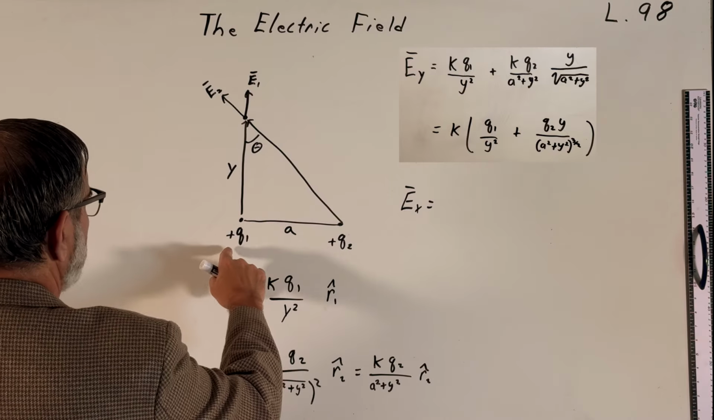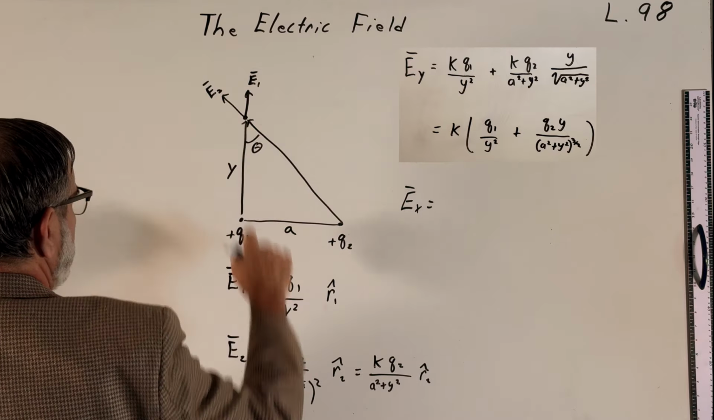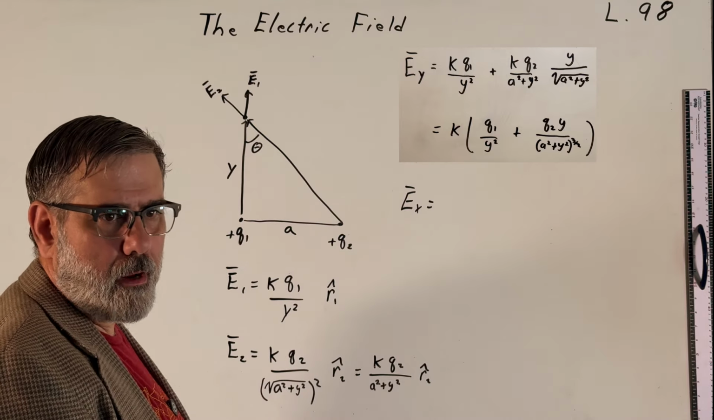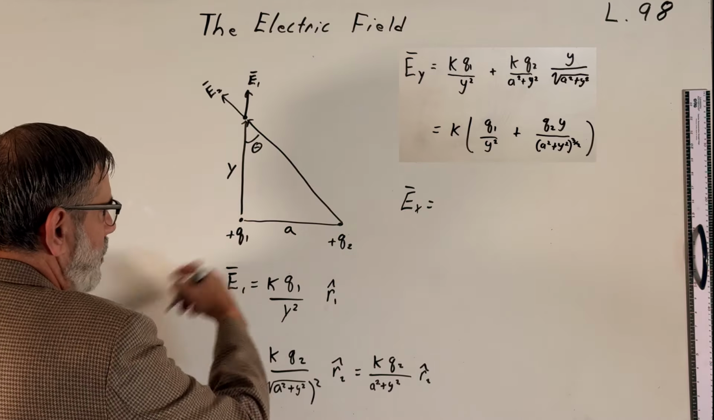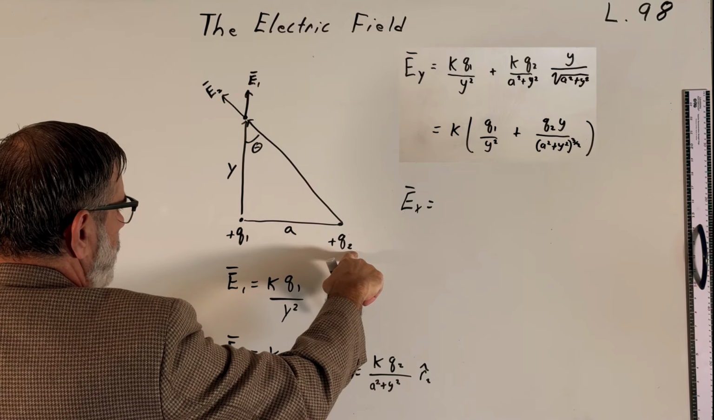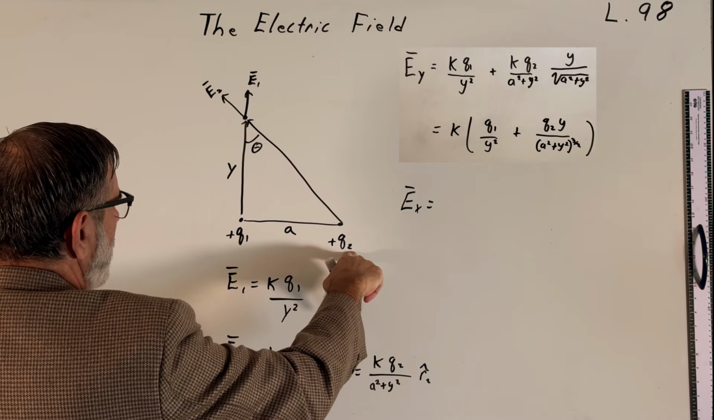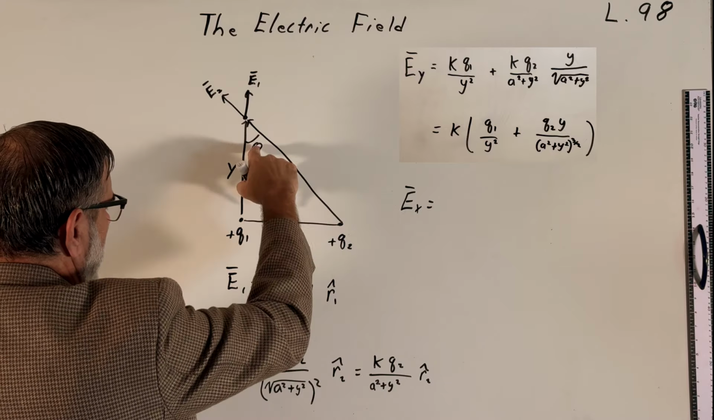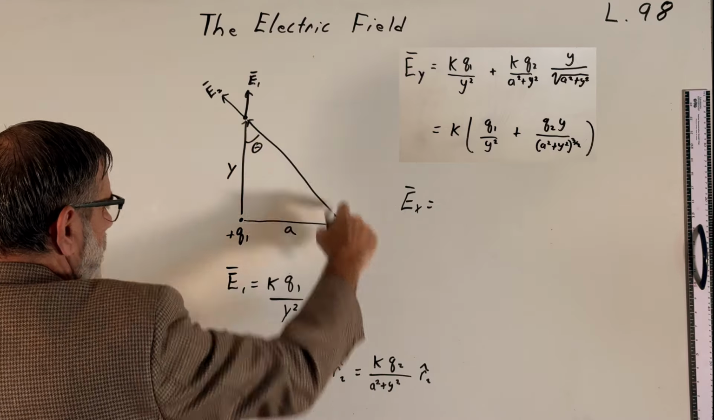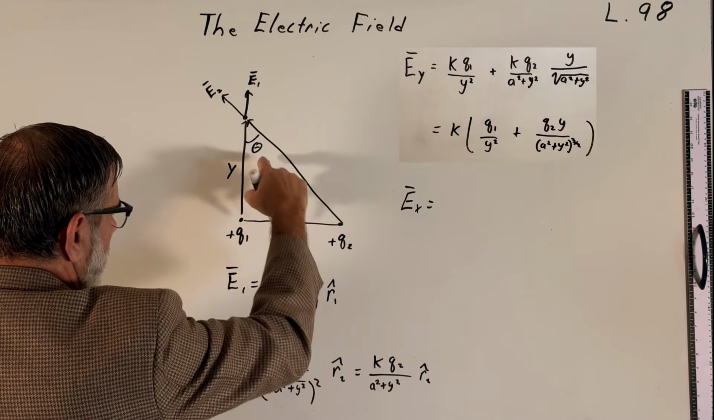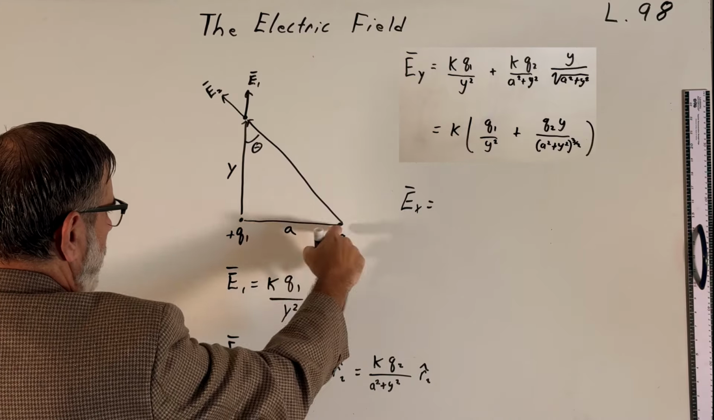There is no contribution to the X component at this test point from this charge, Q1, because there's no separation in that. But if we look at the electric field from charge 2, there is an X component to it, and to find it we need to take this electric field times the sine of theta this time, because it's this component here.